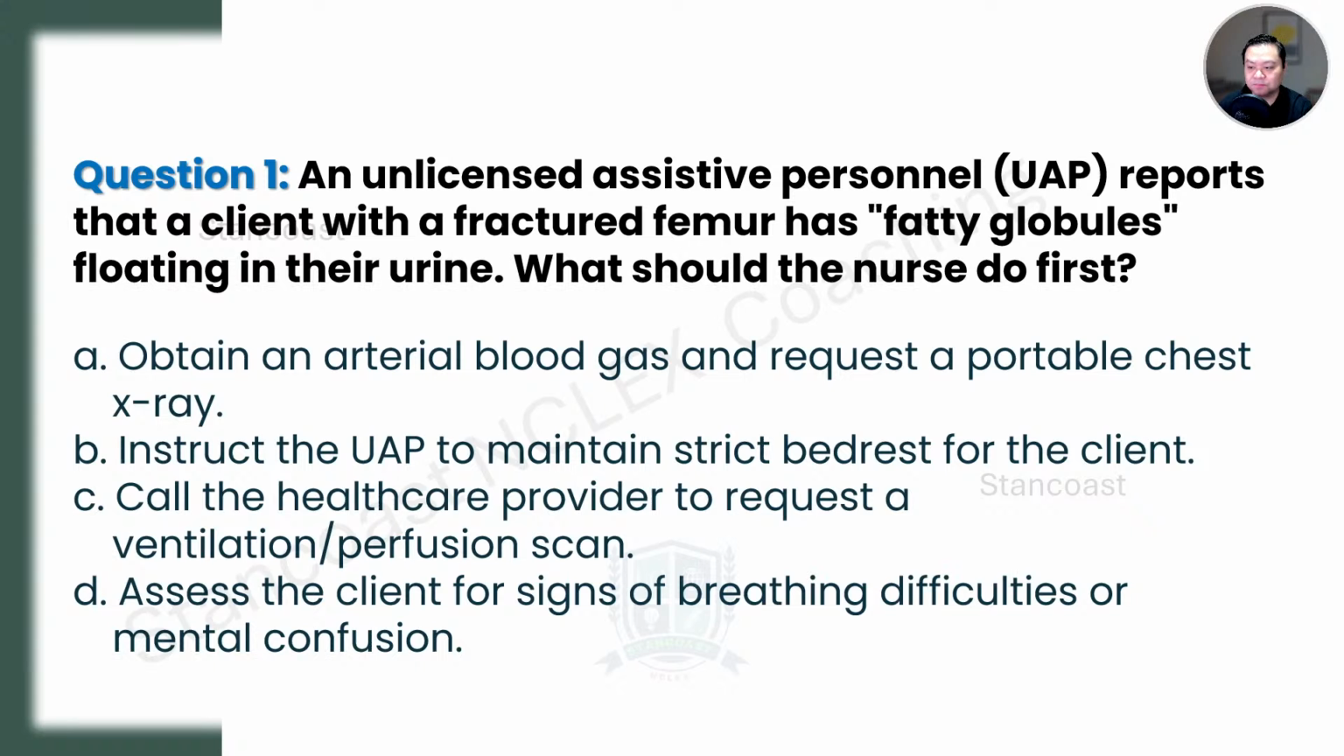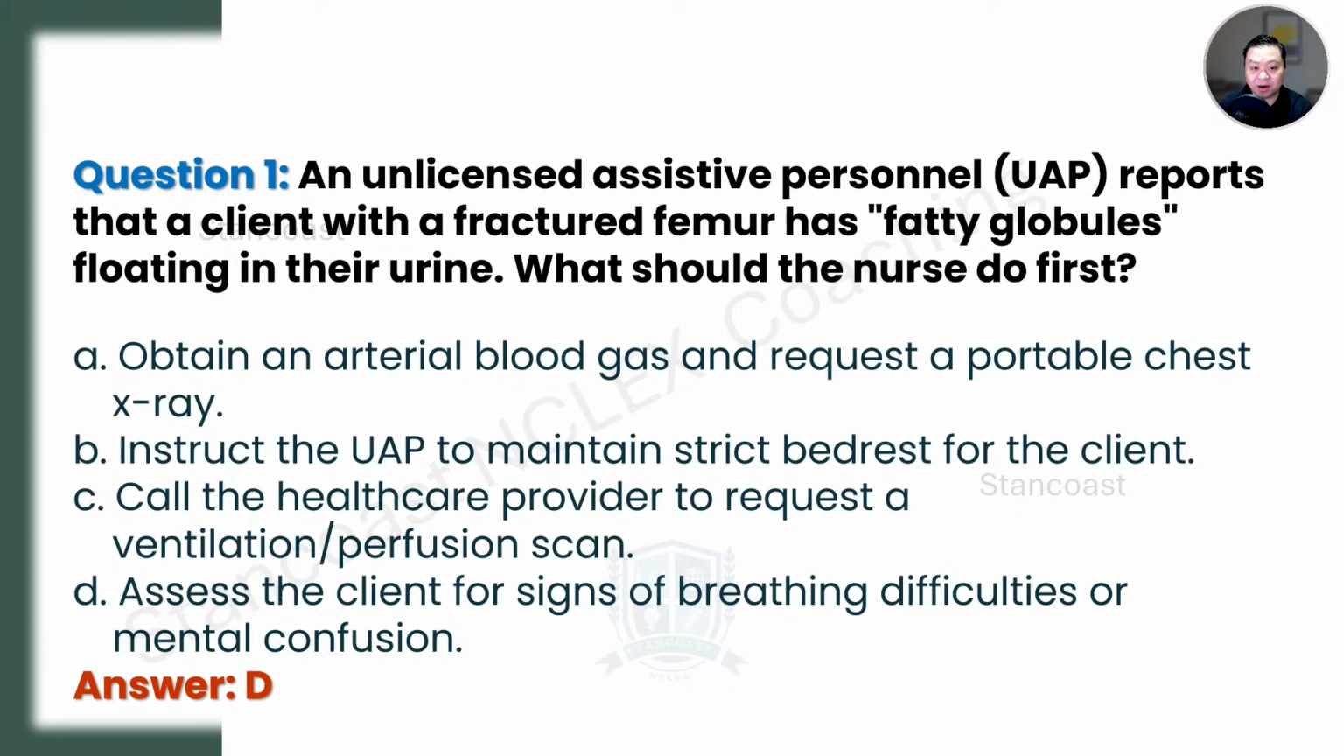A. Obtain an arterial blood gas and request a portable chest x-ray. B. Instruct the UAP to maintain strict bed rest for the client. C. Call the healthcare provider to request a ventilation perfusion scan, as the client possibly has this complication. Letter D. Assess the client for breathing difficulties or mental confusion, because these are signs of fat embolism, which is a potential complication when fatty globules appear in the urine.